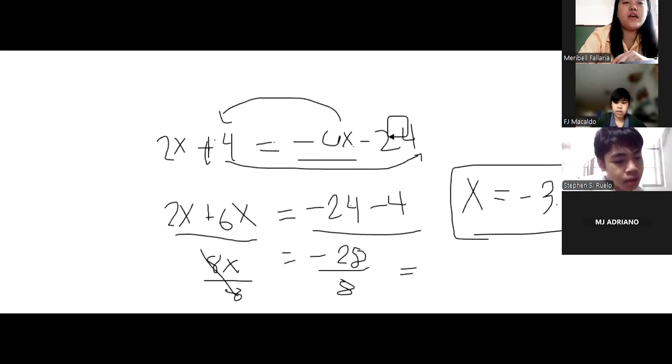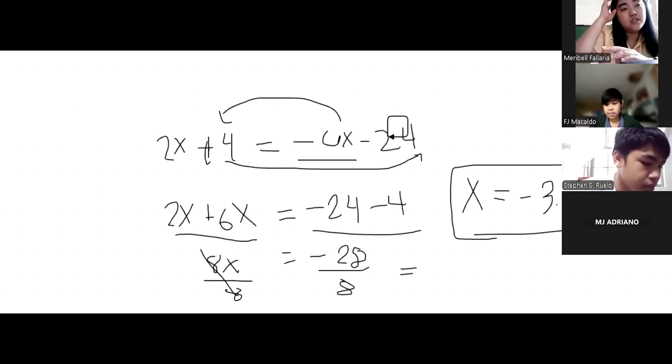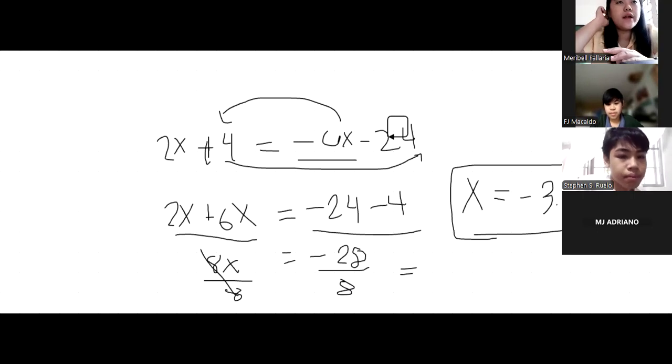So this is how we solve the linear solution of a linear equation. The first step is transfer and change the sign. The second step is solve, and the third step is divide by the number beside x. Okay, so that's the thing you need to remember. Let's have another one.